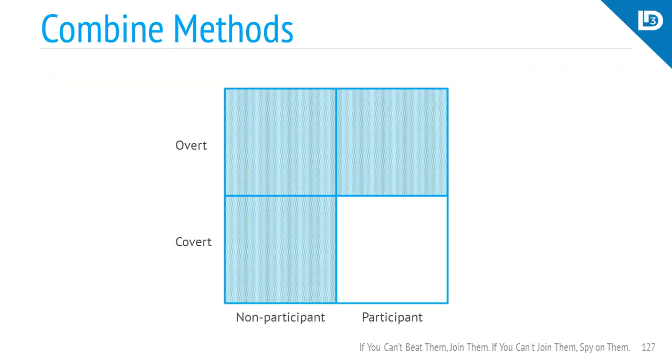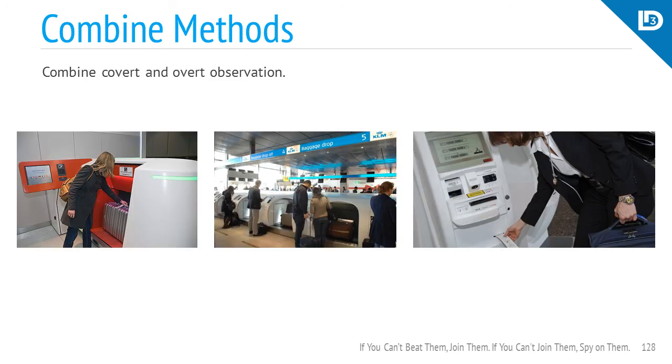So I've been talking about these three methods as if they're completely separate individual methods that you would use at different times. But really, it's best to combine these methods. I've talked about a lot of advantages and also a lot of disadvantages of these techniques. It's really best to combine them. You can take advantage of all the advantages while minimizing the disadvantages. So for example, you could combine covert and overt observation.